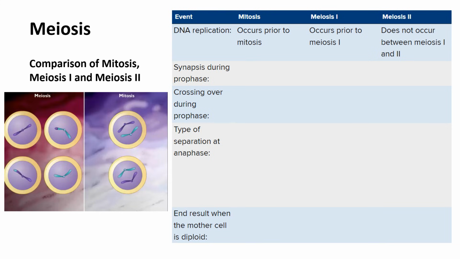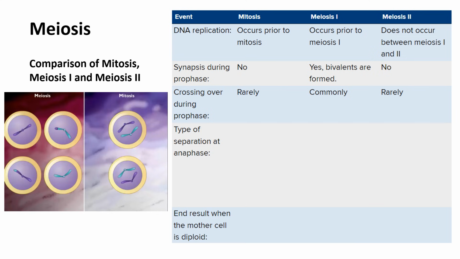What about that synapsis, when the homologous chromosomes come together? That does not occur in mitosis. It only occurs in meiosis I. But notice it also doesn't occur in meiosis II. All right. Now, what about crossing over? Well, crossing over could occur during mitosis, but it's extremely rare. It's very common for bivalents, when you have a true synapsis that is occurring, to happen during meiosis I, and it rarely occurs during meiosis II.